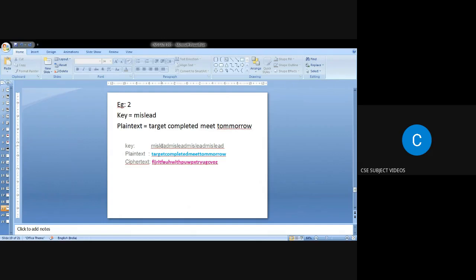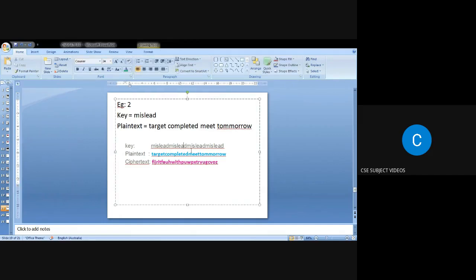We have to repeat the keyword "mislead" 4 times so that both the lengths become equal. Now we have to take M from the key, letter by letter from the key and letter by letter from the plain text. The key is considered to be the row and the plain text is considered to be the column.